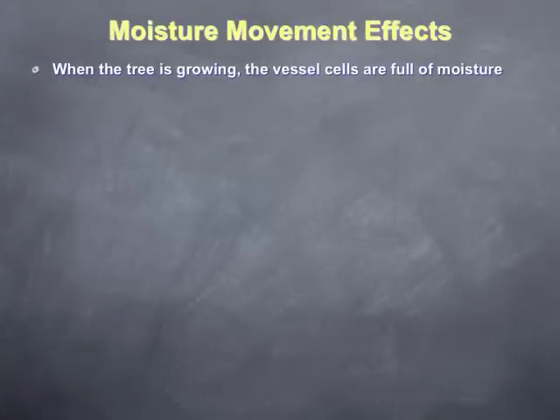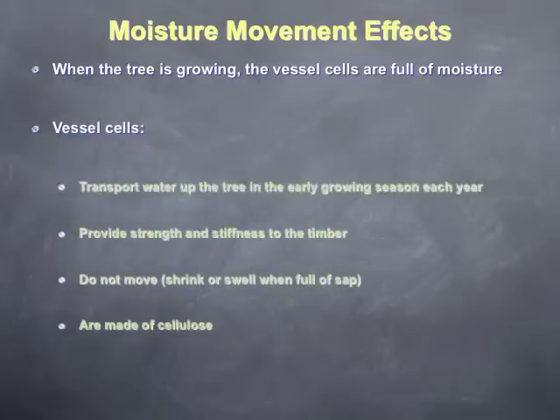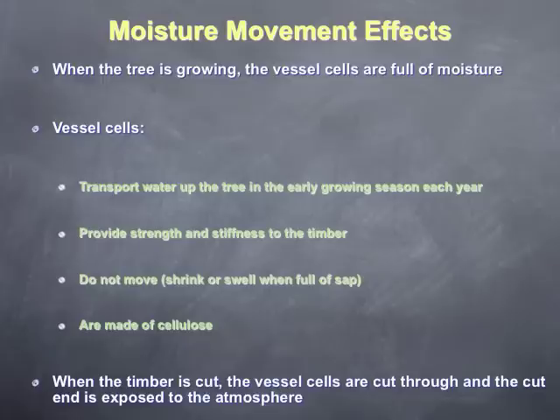Now a bit about the moisture movements. When the tree is growing, the vessel cells are full of moisture. The vessel cells transport water up the tree during the growing season each year. It provides strength and stiffness to the timber. It does not move, in other words shrink or swell, when full of sap, and is made of cellulose. Therefore, when we cut the timber, the vessel cells are cut through and the cut end is exposed to the atmosphere.